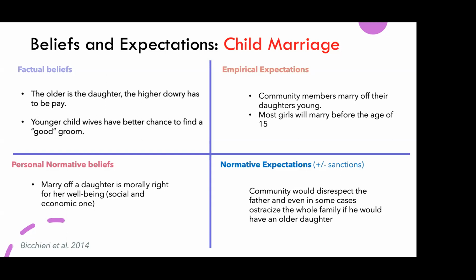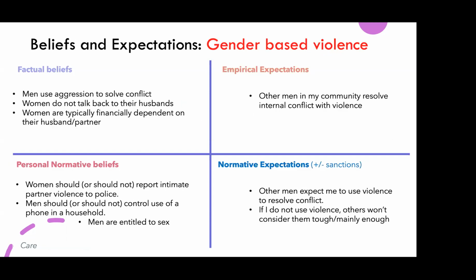At the same time, we know that child marriage is based on empirical expectations and normative expectations. The empirical expectations are basically sentences like: community members marry off their daughters young, most girls will marry before the age of 15. And the normative expectations, which can come with positive or negative sanctions, are: the community will disrespect the father, and in some cases ostracize the whole family, in case he decides not to marry off his daughter at a young age.